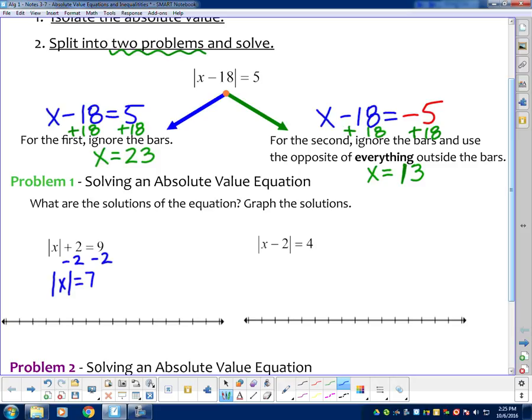Now I have my absolute value isolated or by itself. Now I can split this and make my 2 equations. There's no solving I'm going to have to do on this one. Okay? What are my 2 answers? What's my first one? 7. What's my second one? Negative 7.